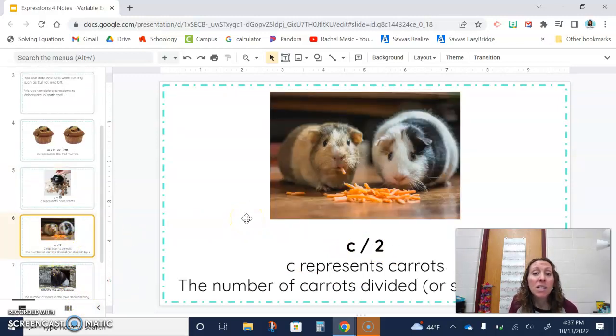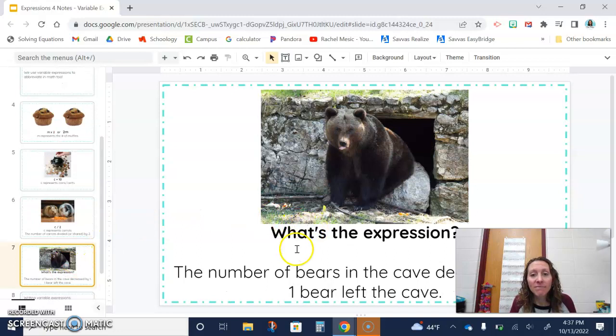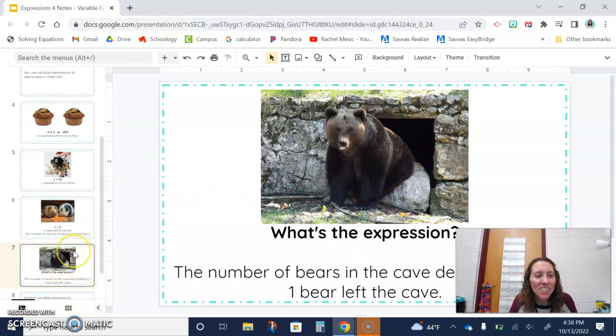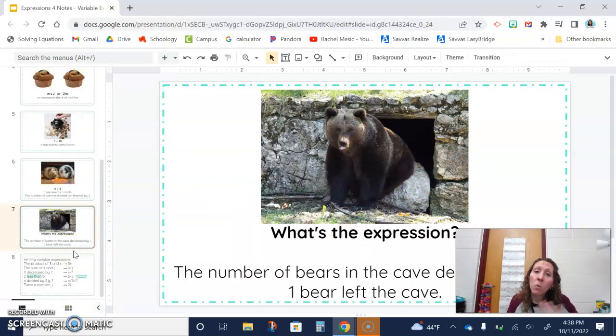All right, so for this one, in this case, C would represent the carrots that are being shared or divided by those 2 guinea pigs. And for this one here, there's some bears in the cave and 1 bear left. So the expression for that one would be B minus 1. And apparently that's not typing, but it would be B minus 1. So there's some bears in the cave and 1 of them goes away.